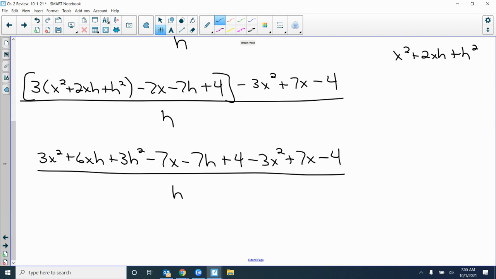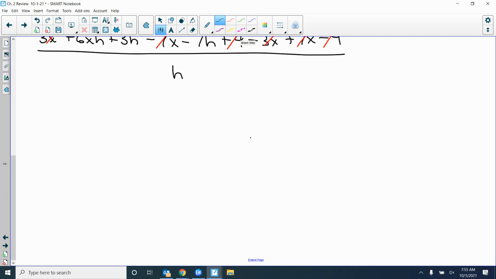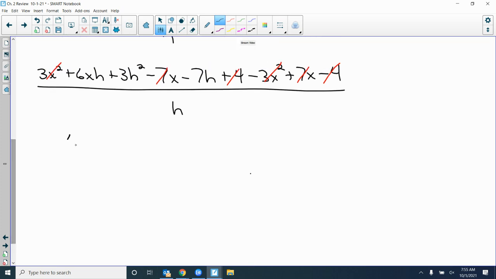Now really, everything without an h should add up to 0. Should cancel with something. Okay. 3x squared. There's going to be a minus 3x squared. That's going to add up to 0. I got a minus 7x, I got a plus 7x, I got a positive 4, and I got a negative 4. So everything without an h should add up to 0, and we're going to be left with, and you don't need to worry about rearranging anything. You can just keep it in this order. 6xh plus 3h squared minus 7h all over h.